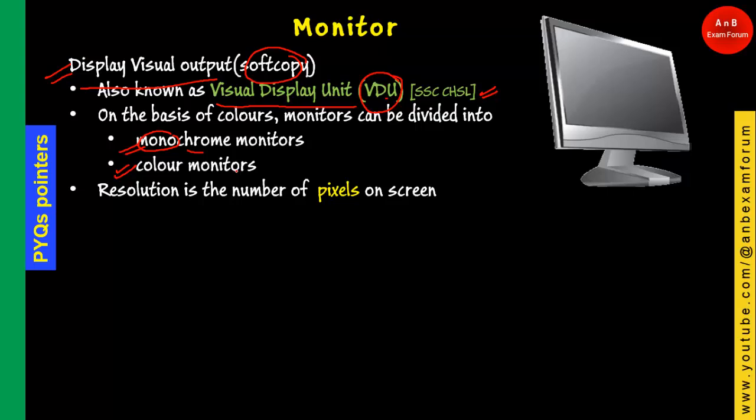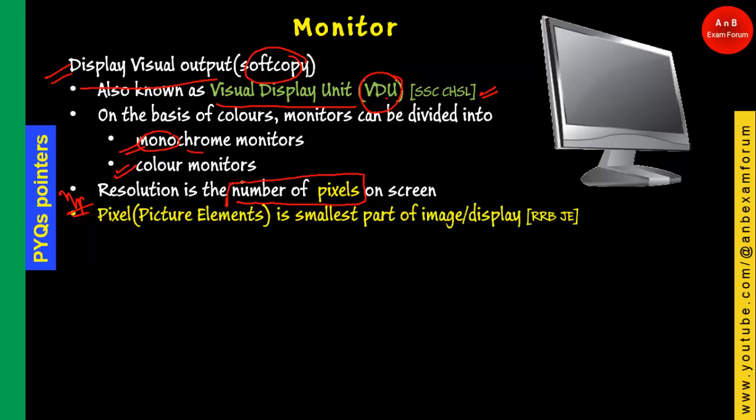And a very important one is the resolution. Nowadays everybody knows, because we are in the digital age, resolution is the number of pixels on the screen. Remember, resolution is the number of pixels on a screen. What do you mean by pixel? Pixel, remember students, is the abbreviation of the words picture element. They can ask you in the exam, what is pixel? It is a picture element, and it is the smallest part of the image or display.